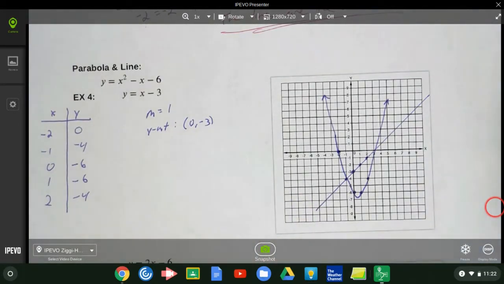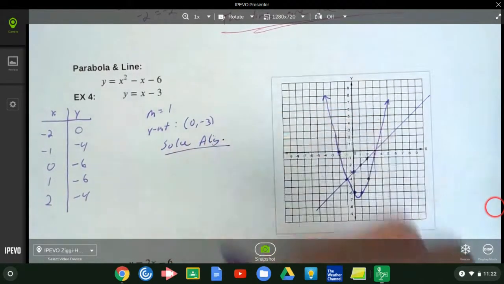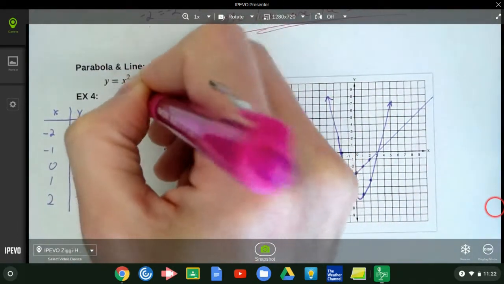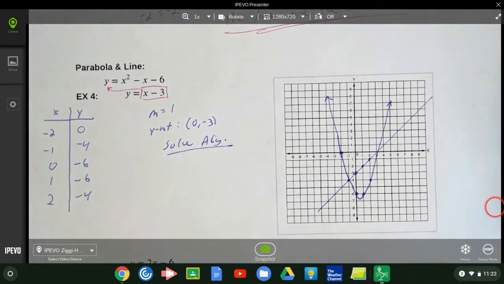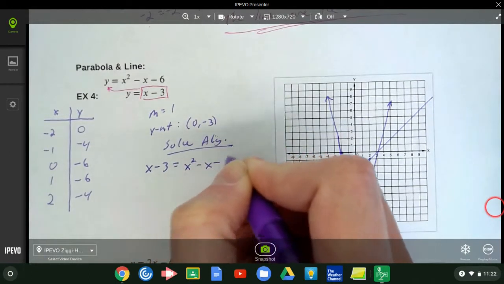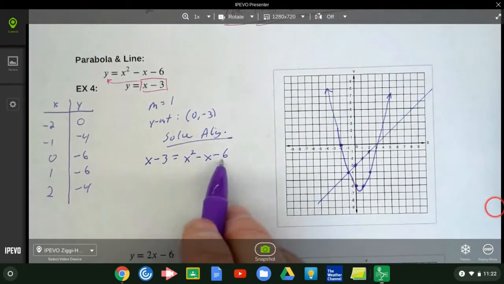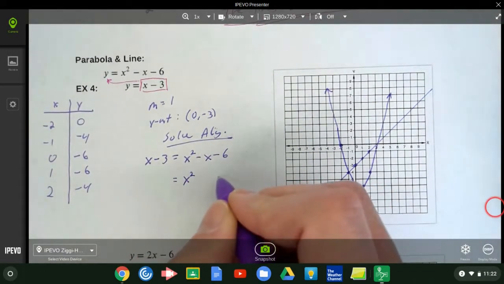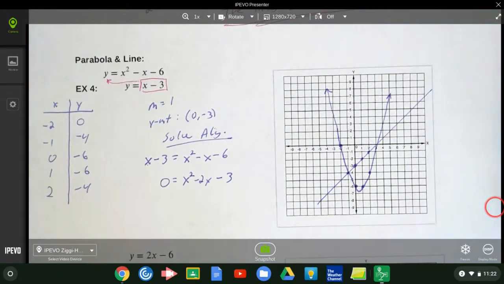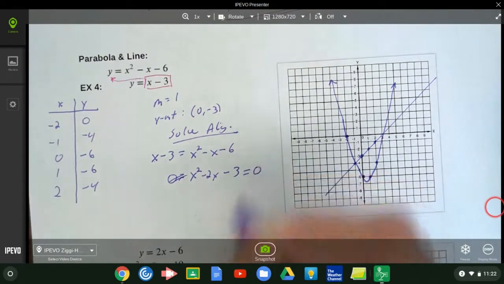So what I'm going to do is double check things by solving algebraically. To do that, I'm going to use my substitution. Since I've already got it in y equals, I'm going to take this information here and do it there, or as some people like to say, set them equal to each other. x minus 3 equals x squared minus x minus 6. Now I know I have an x squared, so I'm going to have to do some factoring. I'm going to add 3 to both sides. That's going to give me negative 3. I'm going to subtract x on both sides, so negative 2x, and still equals 0. Don't lose the equal 0. I'm going to move it to the other side. I like it better over there.